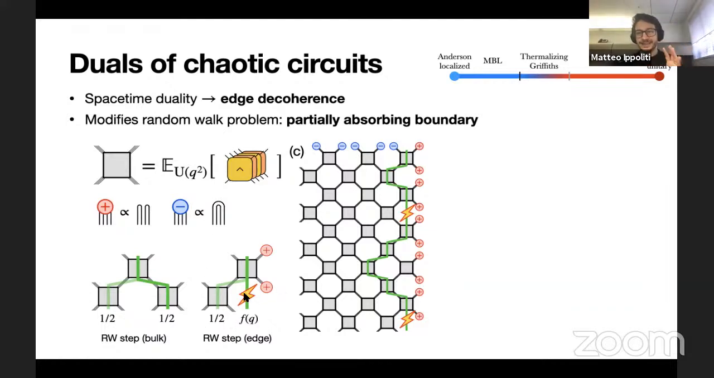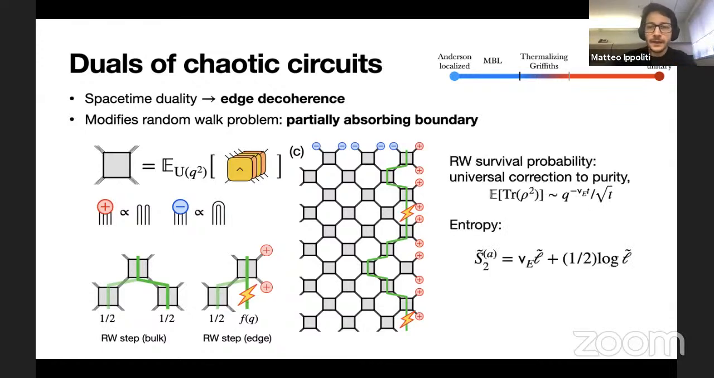So your random walker has some chance of getting killed at every unit of time. And if you go through the calculation here, this survival probability gets you this universal square root of t correction, which is typical for random walk problems. And once you convert this purity to an entropy, this gives you this universal 1/2 log L subleading correction.